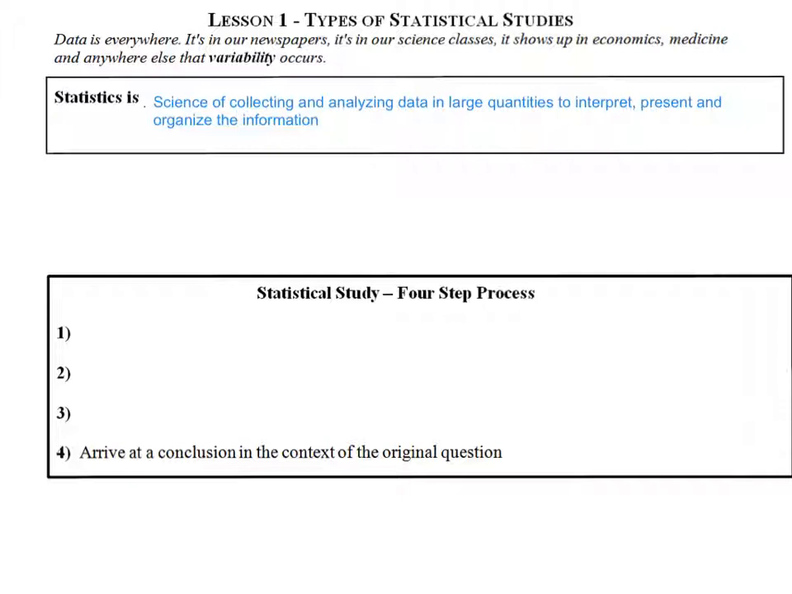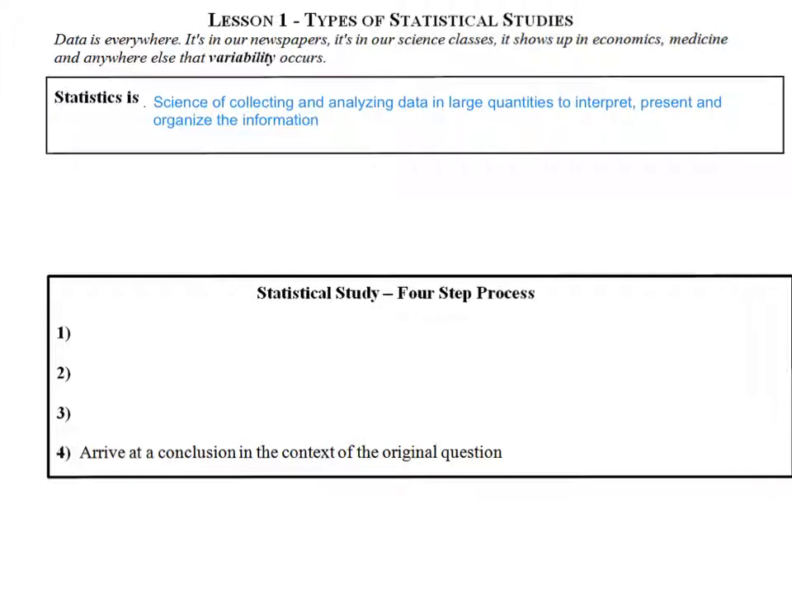Tonight in lesson number 1 in Unit 13, we're going to look at types of statistical studies. Data is everywhere. It's in our newspapers, it's in our science classes, it shows up in economics, medicine, and anywhere else that variability occurs. So first of all, the definition of statistics. Statistics is the science of collecting and analyzing data in large quantities to interpret, present, and organize the information.